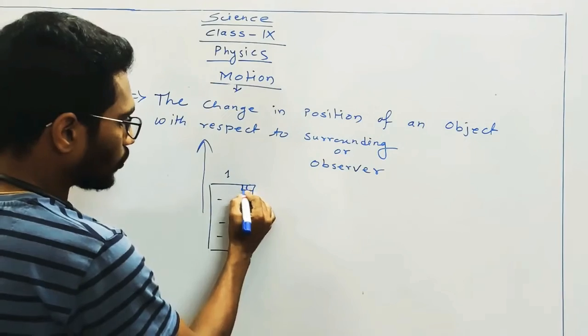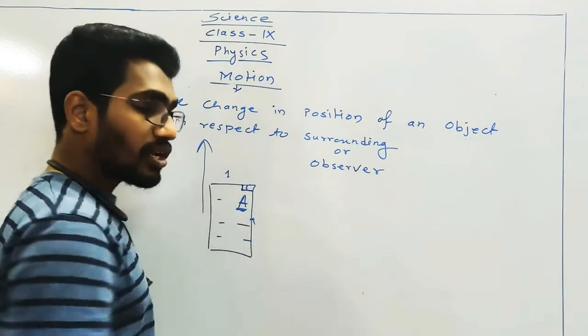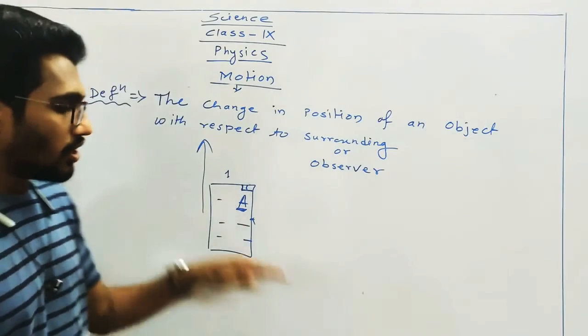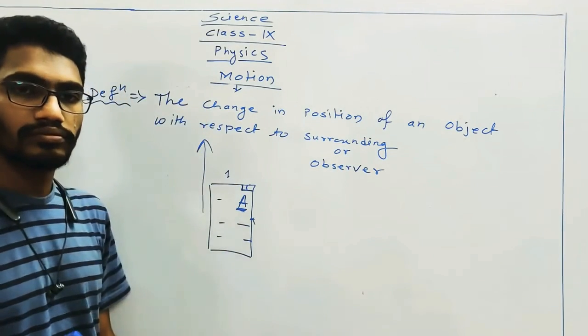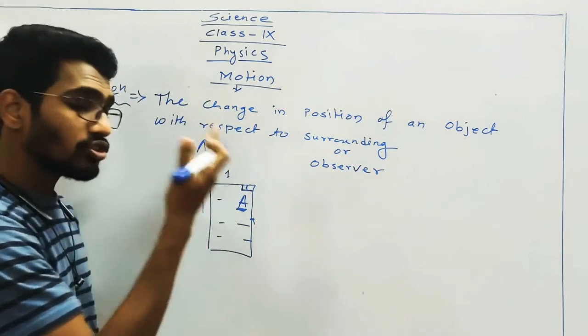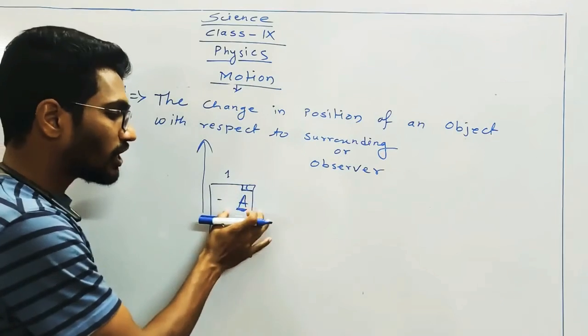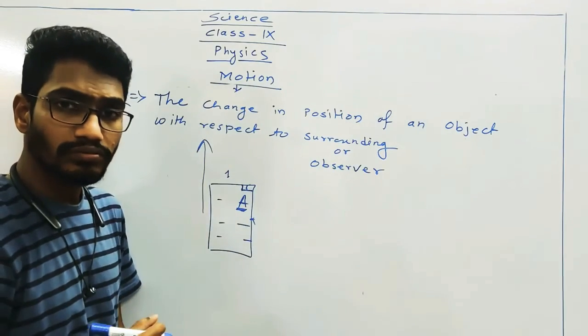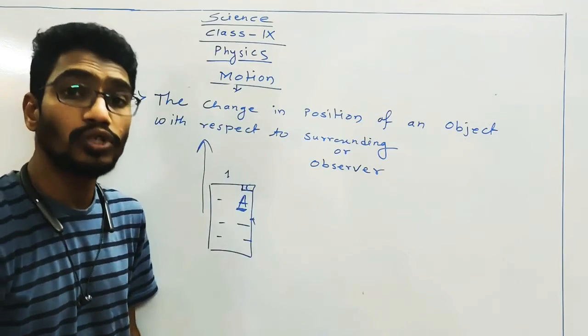I am the driver here and this A is there. So inside the bus, the driver does not change the position with respect to A. Student A also does not change the position with respect to the driver. So for the driver, student A is not in motion. For student A, the driver is not in motion.